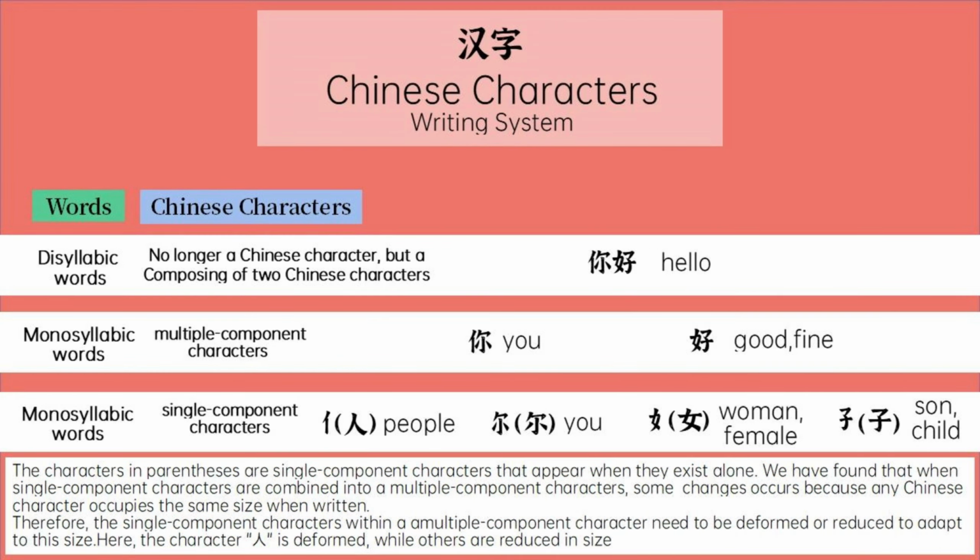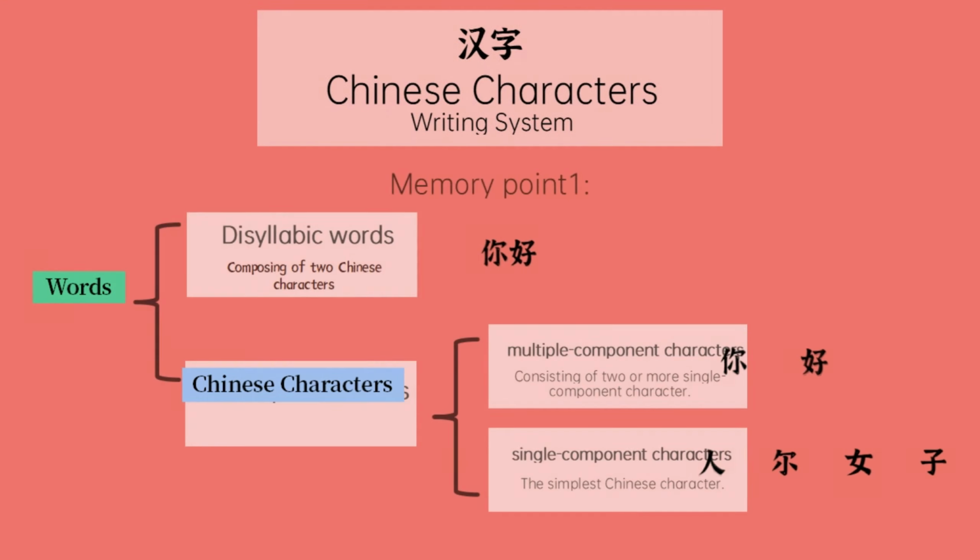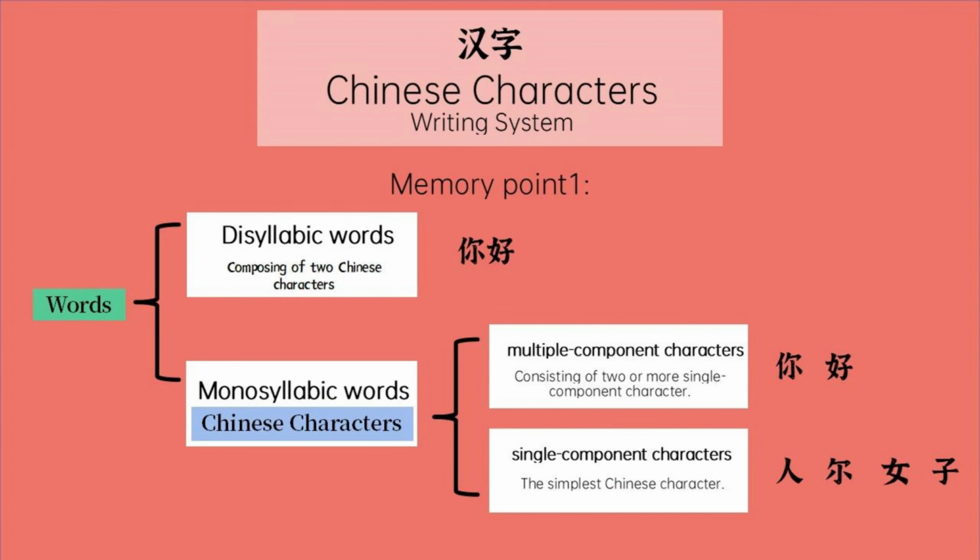Now let's make a summary of Chinese characters and words, which is also our memory point 1. There are 2 types of words, both composed of Chinese characters. The first type is a monosyllabic word of 1 Chinese character. The second type is a disyllabic word composed of 2 Chinese characters. There are also 2 types of Chinese characters. The first type is a single component character, simple Chinese character with only 1 structure. The second type of multiple component characters is composed of multiple single component characters.